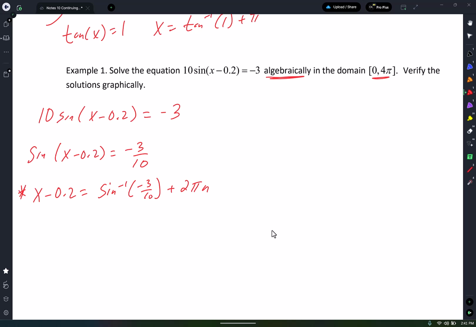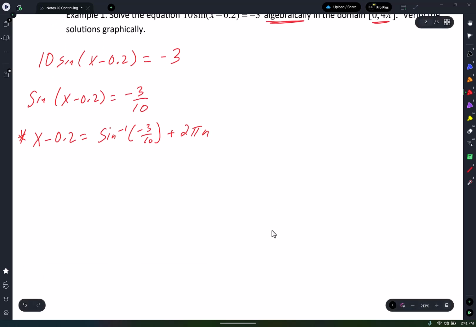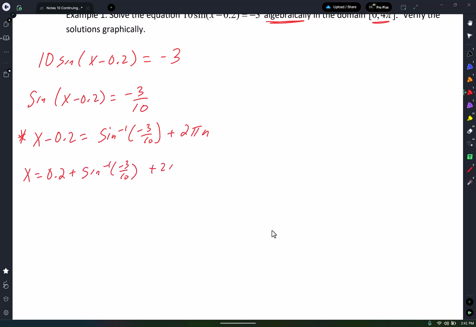All right, I'm trying to get x by itself. So what I got to do, just move the 0.2. Just put it in front of that. x equals 0.2 plus arc sine of negative 3/10 plus 2 pi n. You're going to type in your calculator this right here that I'm putting in blue. Do you guys see that?